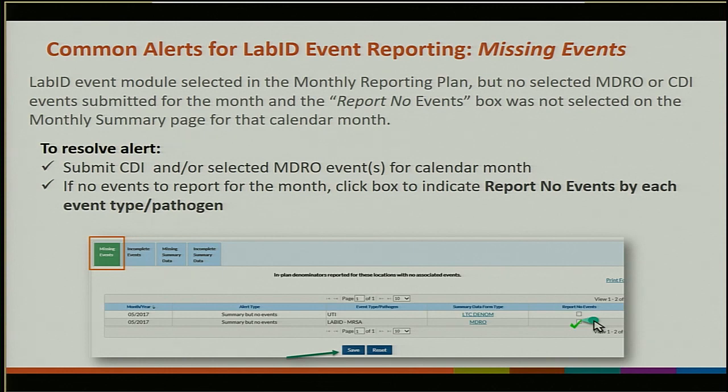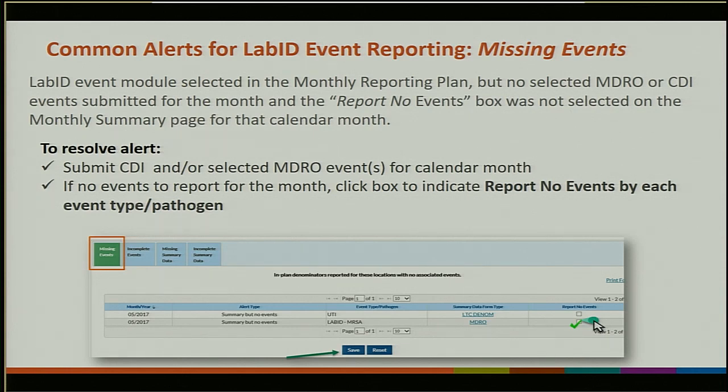So LabID Event Module, what this means is that you selected, let's say, CDI or MRSA in your monthly reporting plan, but you did not report either of those. So some people think, oh, I didn't report any, I'm done. But it's not true. Remember, you still have to address that in your monthly summary, right?